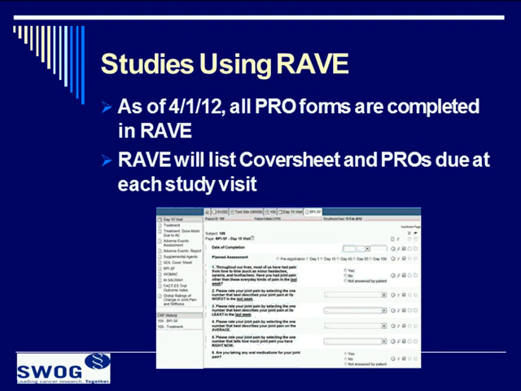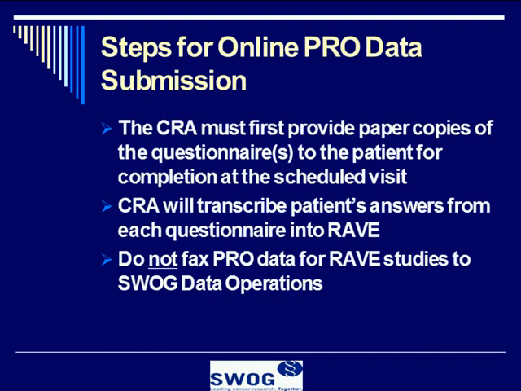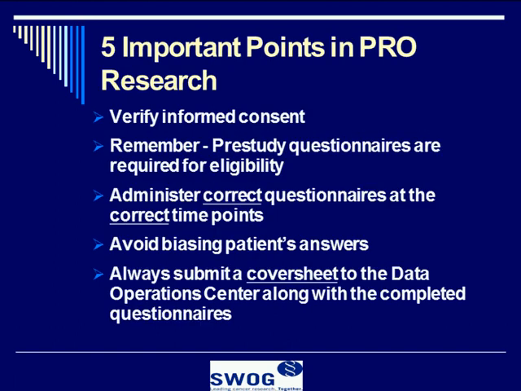Next slide. And then this is a slide informing people that the quality of life forms are completed in RAVE. RAVE will list the cover sheet and PROs due at each study visit, which is a good reminder for the data manager or clinical research associate. Next slide. The CRA must first provide paper copies of the questionnaire to the patient for completion at the scheduled visit. The CRA will then transcribe the patient's answers from each questionnaire into RAVE, and faxing is not allowed for RAVE studies.